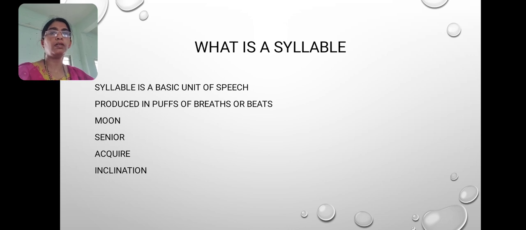Moon. So it has got only one syllable. When I say senior, it has got three parts. It is produced in three different parts of breath, three different puffs of breath, or you can also call them beats. So this word senior is produced in three beats. So we can say that this word has got three syllables.